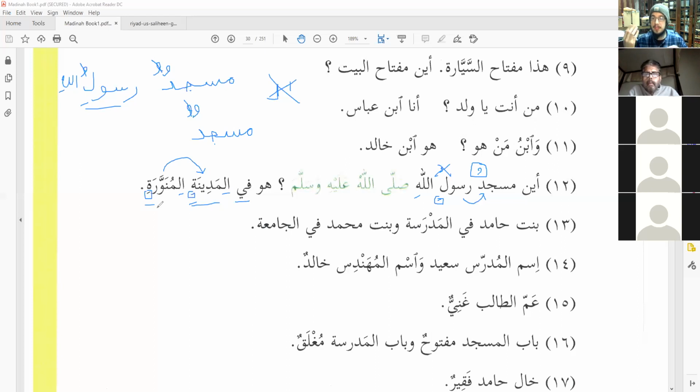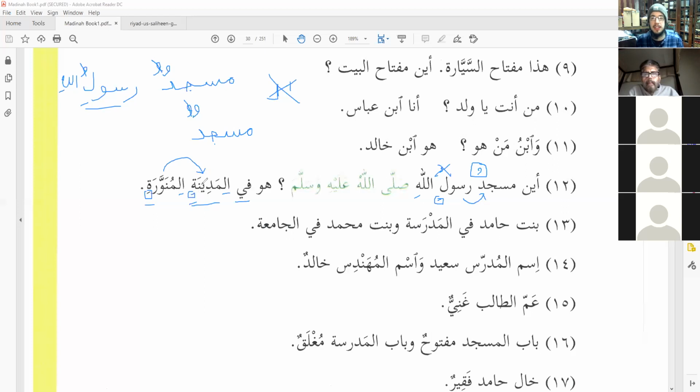If the relationship is adjective and thing being described, it has to match in all of these things. There's 4 things. That's just 3 of them. It has to match whether it is definite or indefinite. It has to match with whether it's kasra or fatha or dhamma.